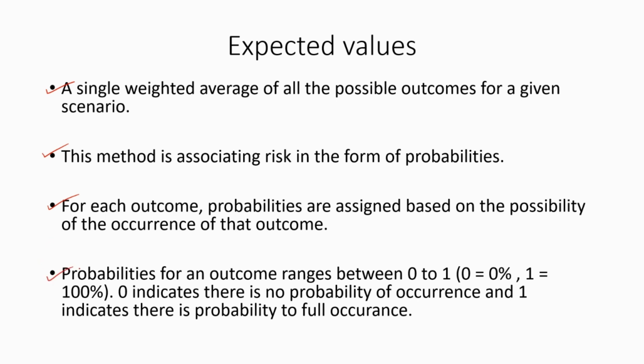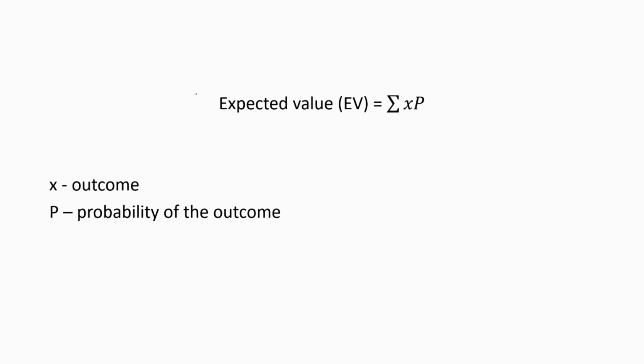Probabilities for an outcome range between 0 to 1. 0 means 0%, 1 means 100%. 0 and 1 are the decimals we are going to use under expected values. 0 indicates there is no probability of occurrence, and 1 indicates there is a probability of full occurrence.